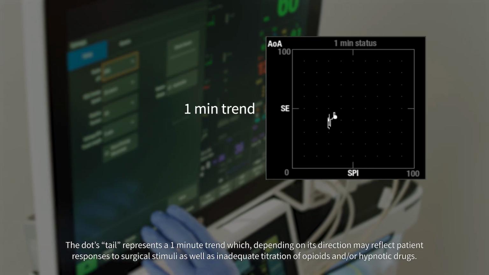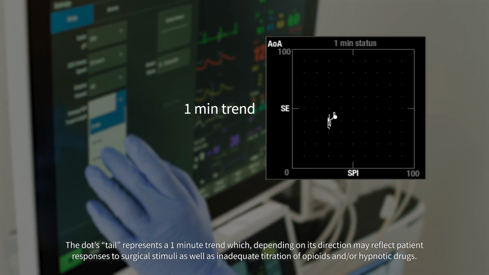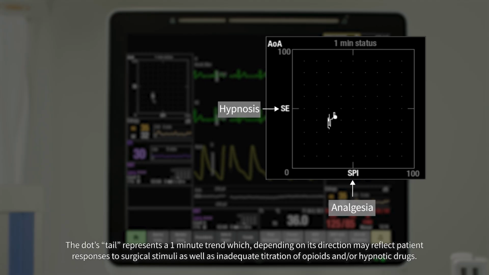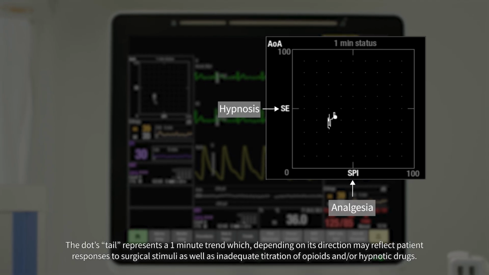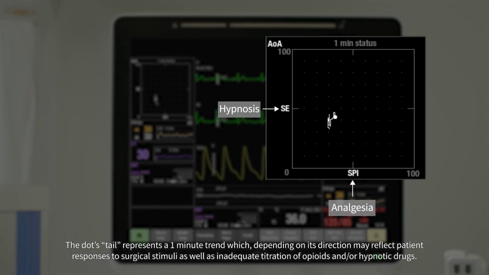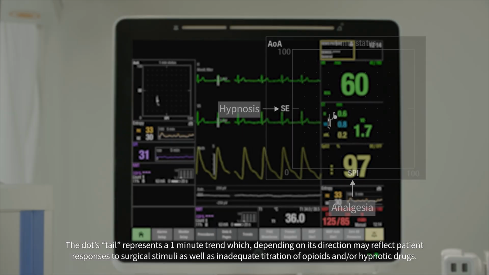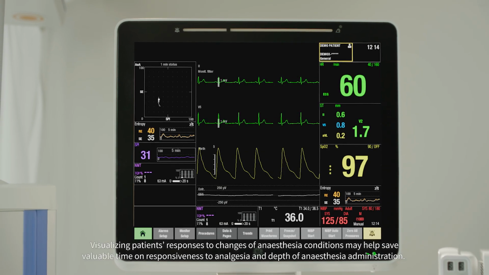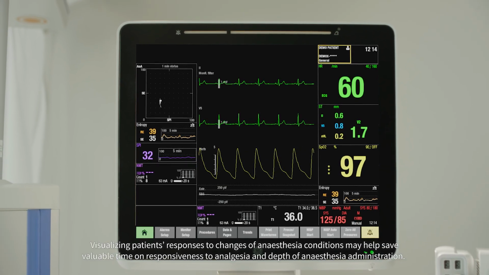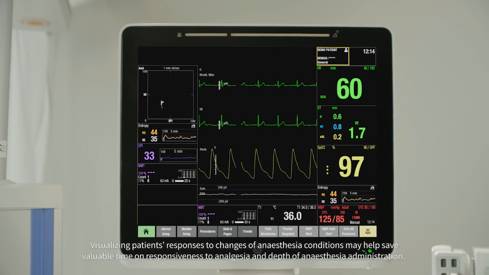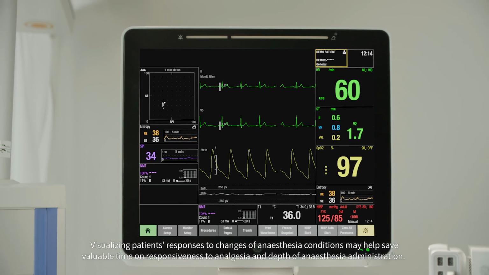The dot's tail represents a 1-minute trend which, depending on its direction, may reflect patient responses to surgical stimuli, as well as inadequate titration of opioids and/or hypnotic drugs. Visualizing patients' responses to changes of anesthesia conditions may help save valuable time on responsiveness to analgesia and depth of anesthesia administration.